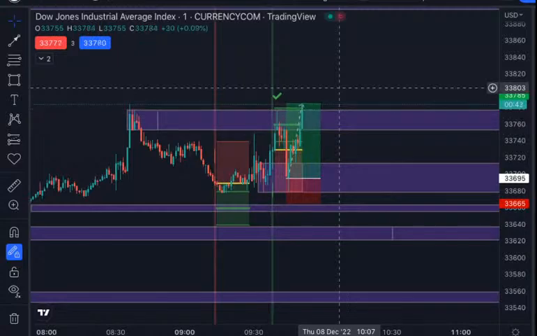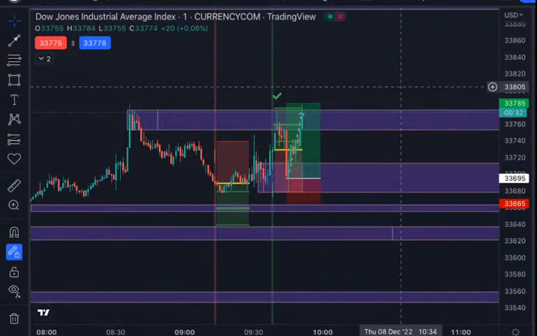3-to-1, boom, 3-to-1, and full TP. I'm just gonna say full TP. Well, not hit. It hasn't been a hit, but you should be in enough profit off of this position to move your stop loss to like 60 points in profit.